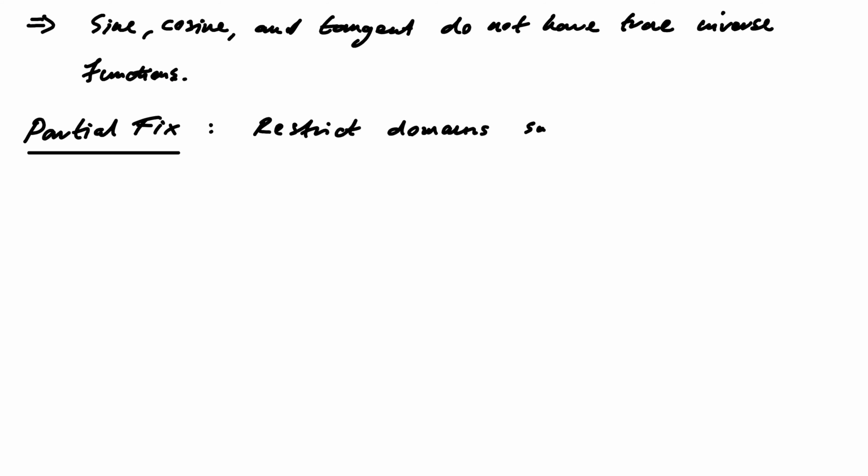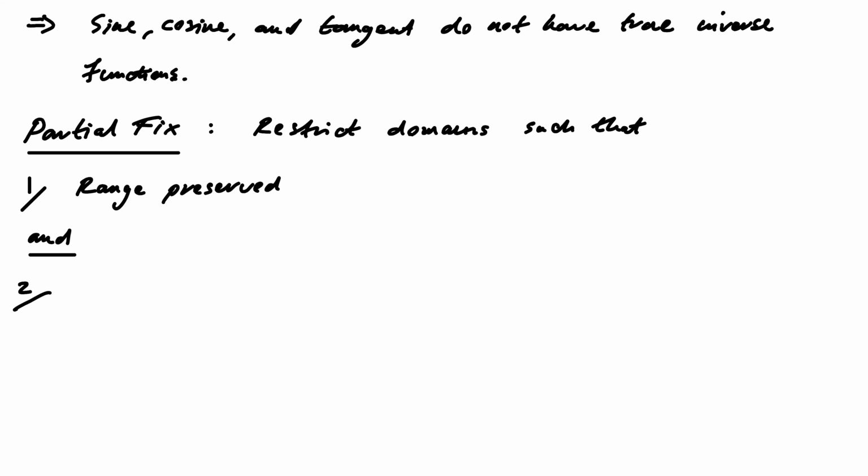such that, so I'm going to try and do this for all of them. The first thing I want to happen is, as I said, I want to preserve the range. I want the range to be the same, so the range is preserved, so we don't lose any possible outputs. And two, we want them to be one-to-one.